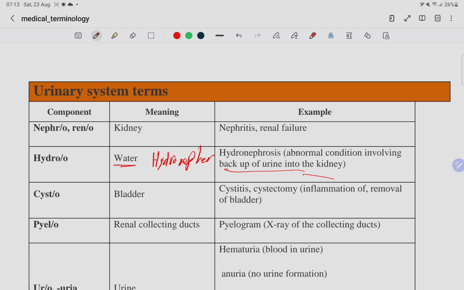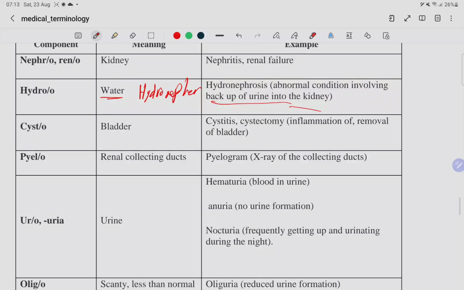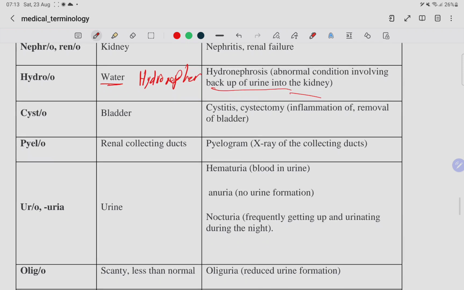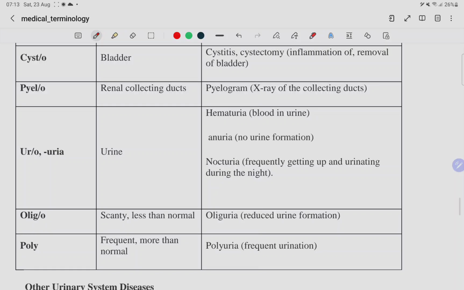Cysto means bladder: cystitis, cystectomy. Pyelo means renal collecting duct. When I say pyelonephritis, it means inflammation of the kidney's collecting duct. Okay. Uro or urea means urine, like hematuria, anuria, nocturia, frequently getting up to urinate.